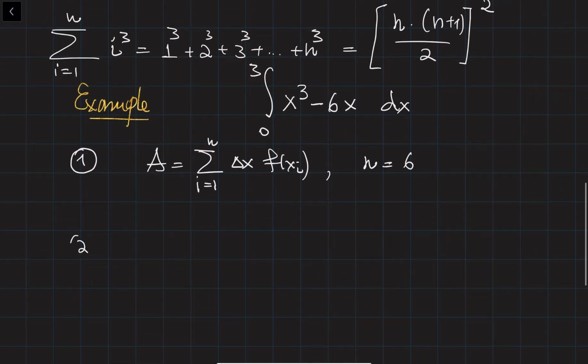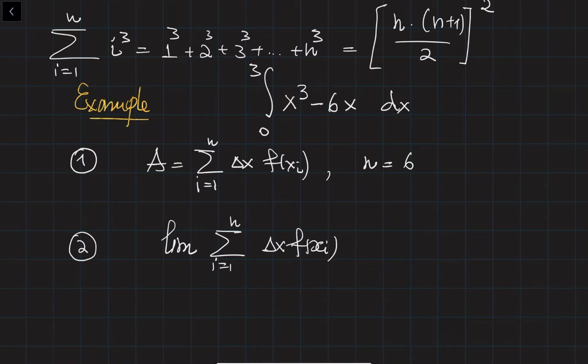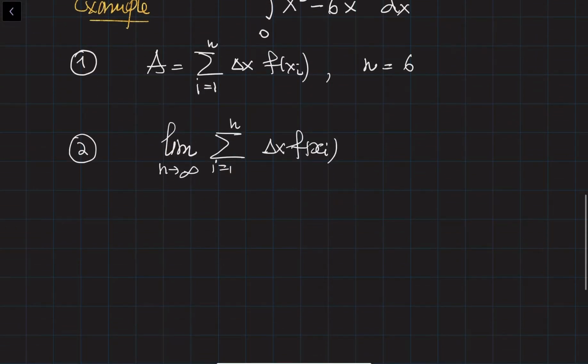And in the second case, we are going to find the limit of the sum, i goes from 1 to n, delta x, f of xi. Then we will figure out what the summation is going to be when n approaches infinity. So let's start from the first case.